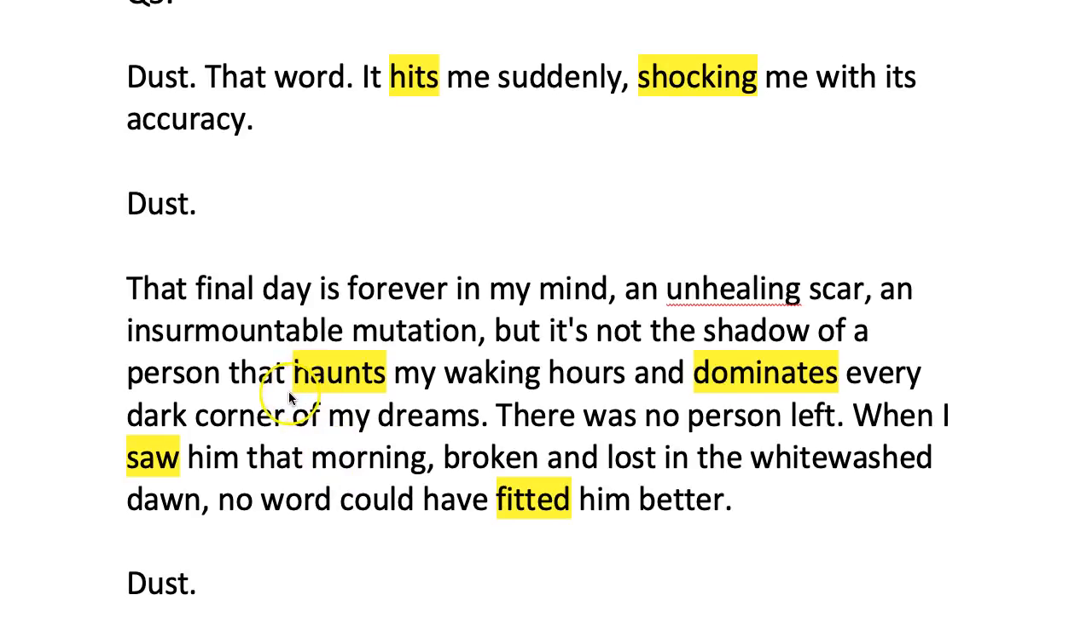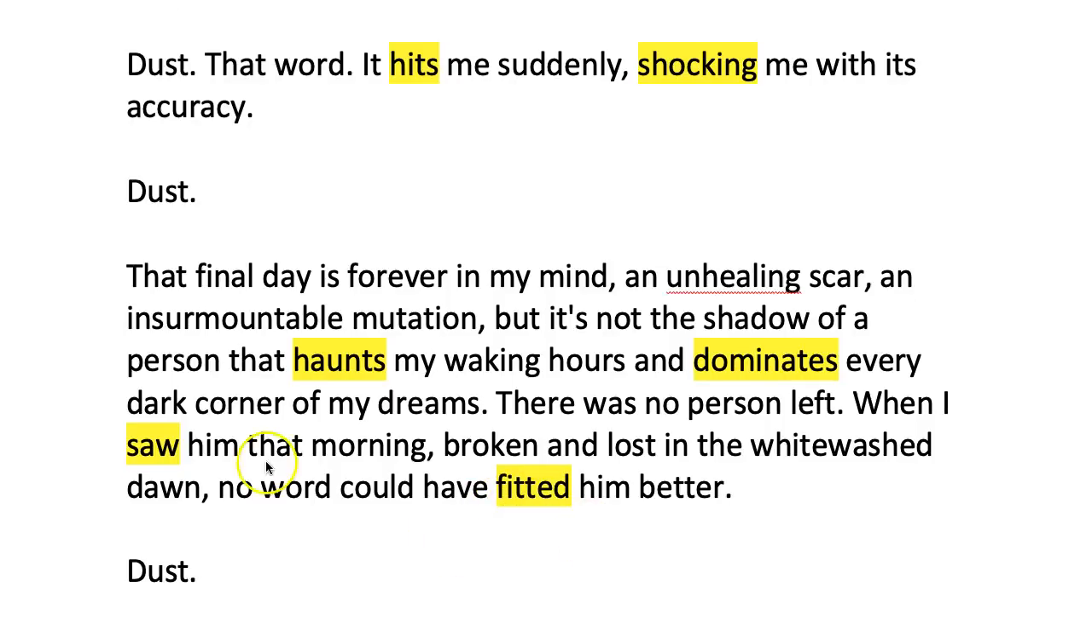Then the student gives us a sense of being oppressed. So they're haunted and these dreams are dominating them. So again, we've got this atmosphere of darkness and oppression. The character's very uncomfortable. Then we have a change to more neutral verbs. I simply saw him. There's no emotion to that. Could be positive or negative. And fitted, again, could be positive or negative. So we sense a change in mood here.